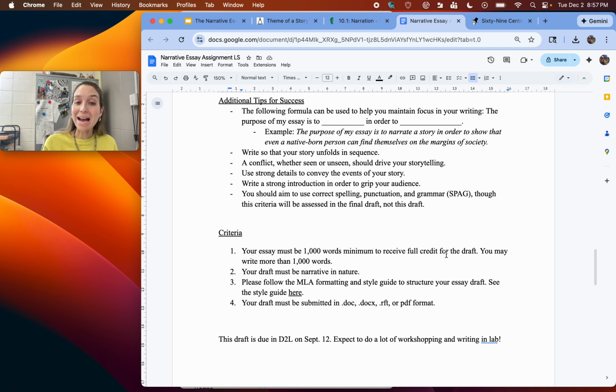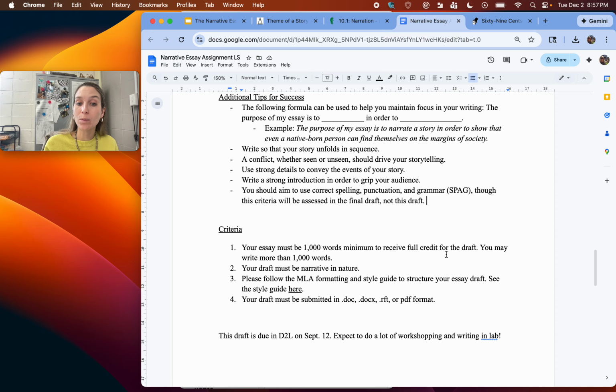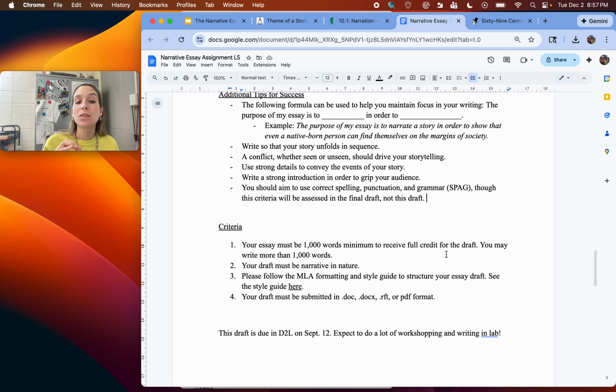So for this actual draft, the following criteria must be met. Your essay has to be 1,000 words minimum if you want to receive full credit. You may write more than 1,000 words. You are encouraged to, but you have to have at least 1,000. Your draft must be narrative in nature. And if you are struggling, please let me know, and we'll meet and we'll talk about what narration is.